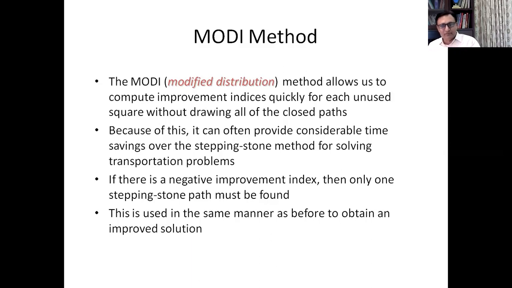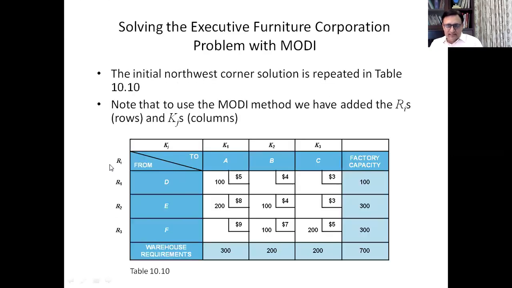So if there is a negative improvement index, then only one stepping stone path must be found. This is used in the same manner as we obtain an improved solution. So let us take an example. Let us take the same example which is given here. There are three cells, and now we have to evaluate each and every unoccupied cell.